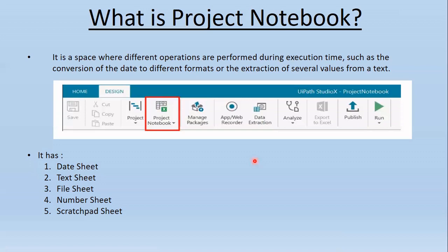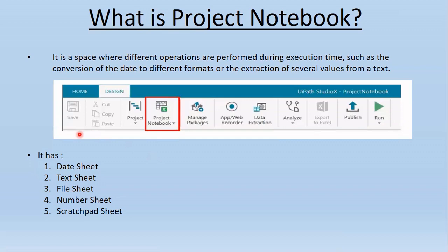So all this can be achieved using Project Notebook, and it acts while on the run, which is during the execution time. So under the design tab, the fourth icon that you see here is Project Notebook, and we'll see how you utilize it. Anytime you create any process, Project Notebook comes by default with all the processes that you create. It is up to you how you want to utilize it, but there's a default Project Notebook that gets created with every project that you create.